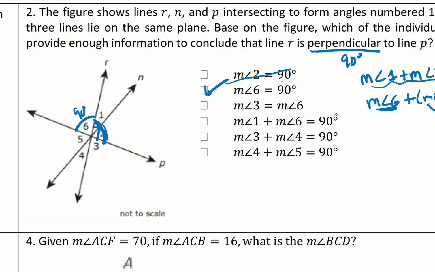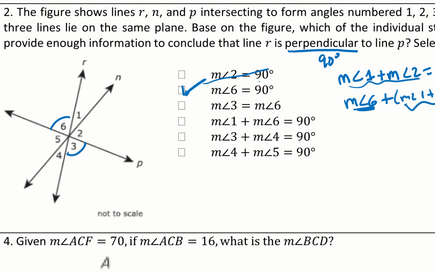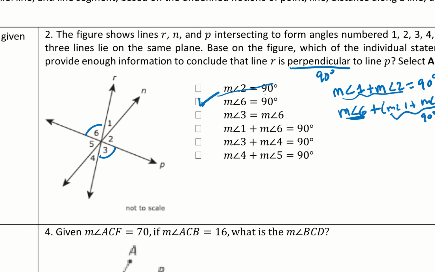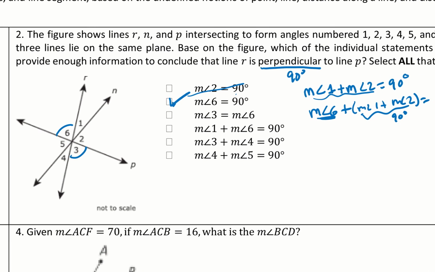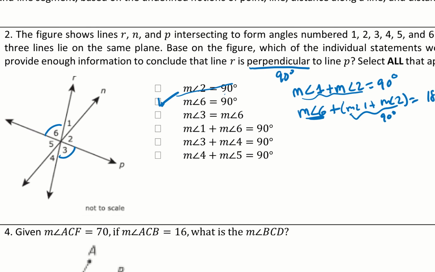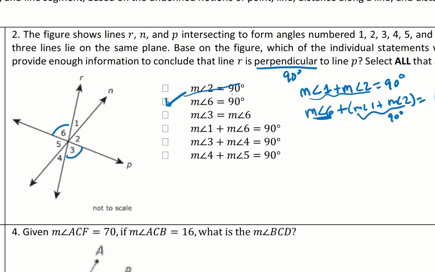Let's look at 3 and 6. Measure of angle 3 has to equal measure of angle 6. Well, yes, that is true. It is true that angle 3 is equal to angle 6. However, does that necessarily show that it's perpendicular? I would argue no, you cannot conclude that it's perpendicular based off of that statement, because this could just as well be 45 degrees and that be 45 degrees, and that would still be a true statement. 45 is equal to 45.